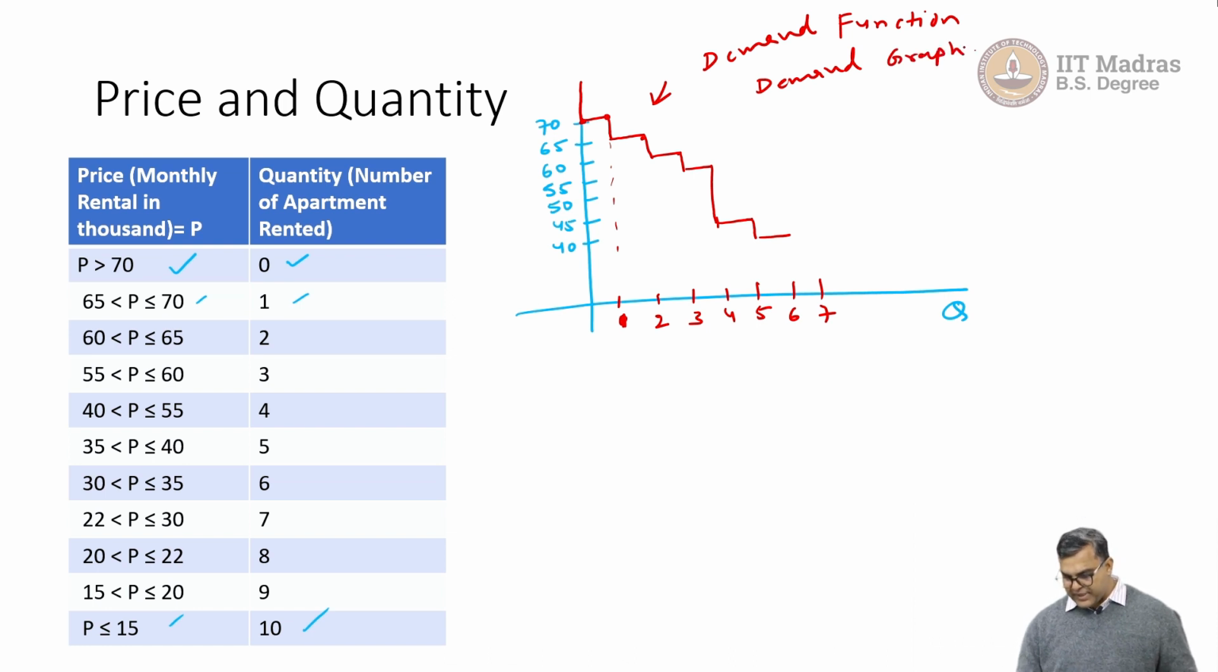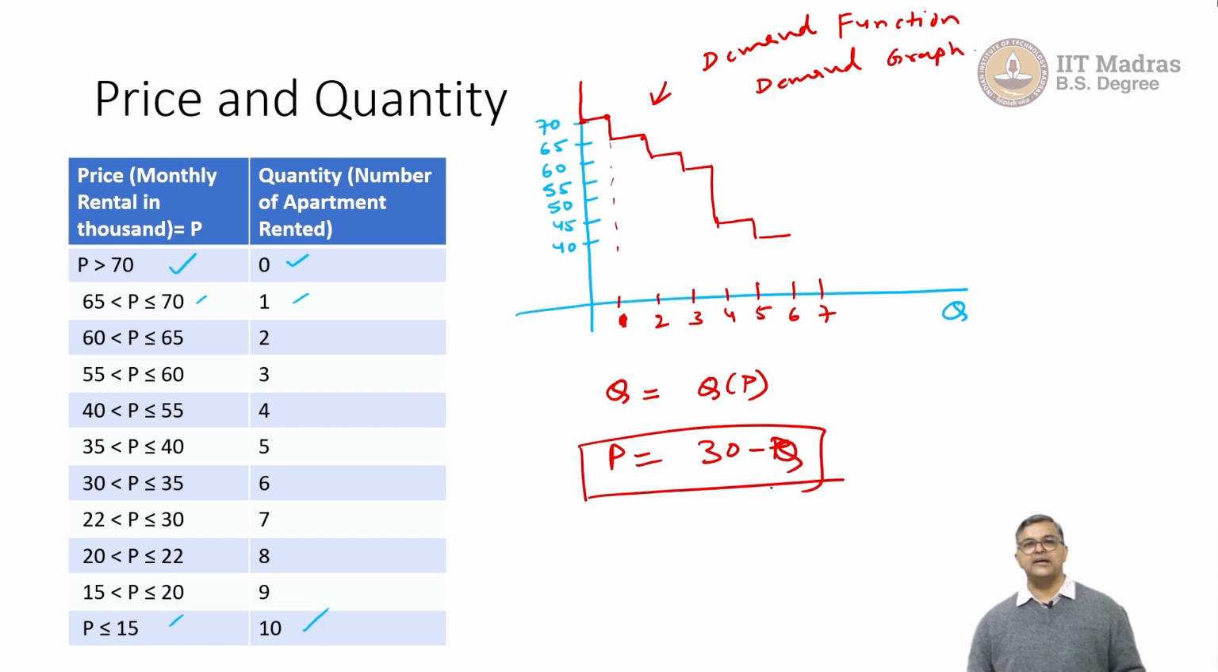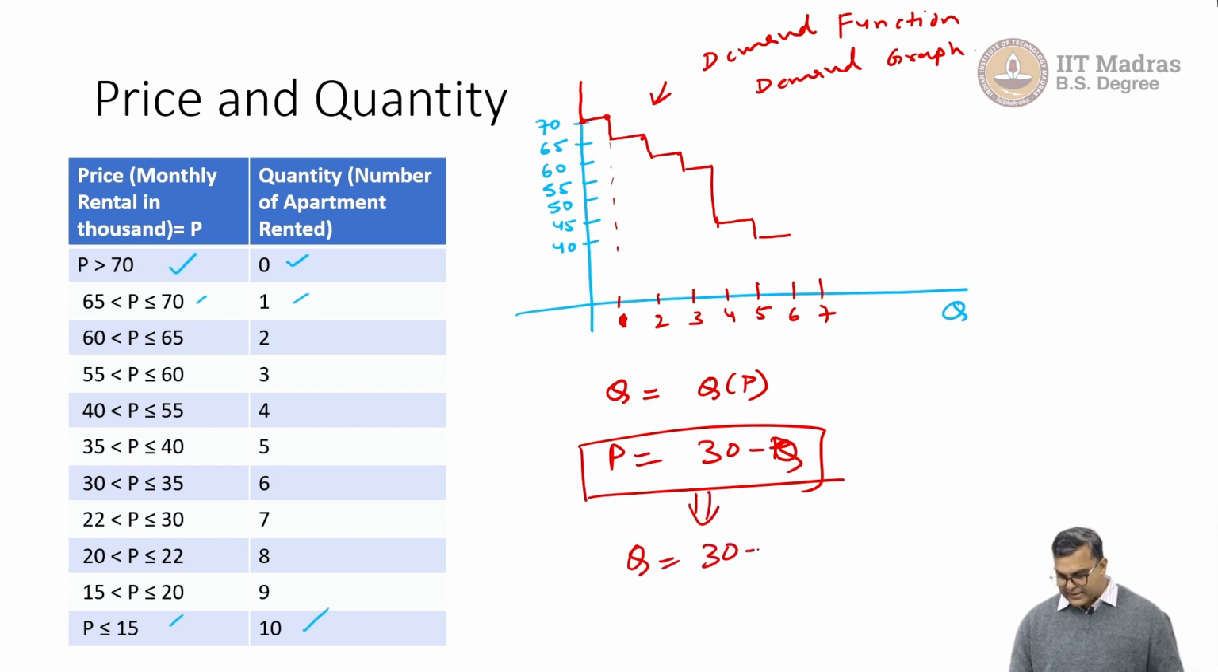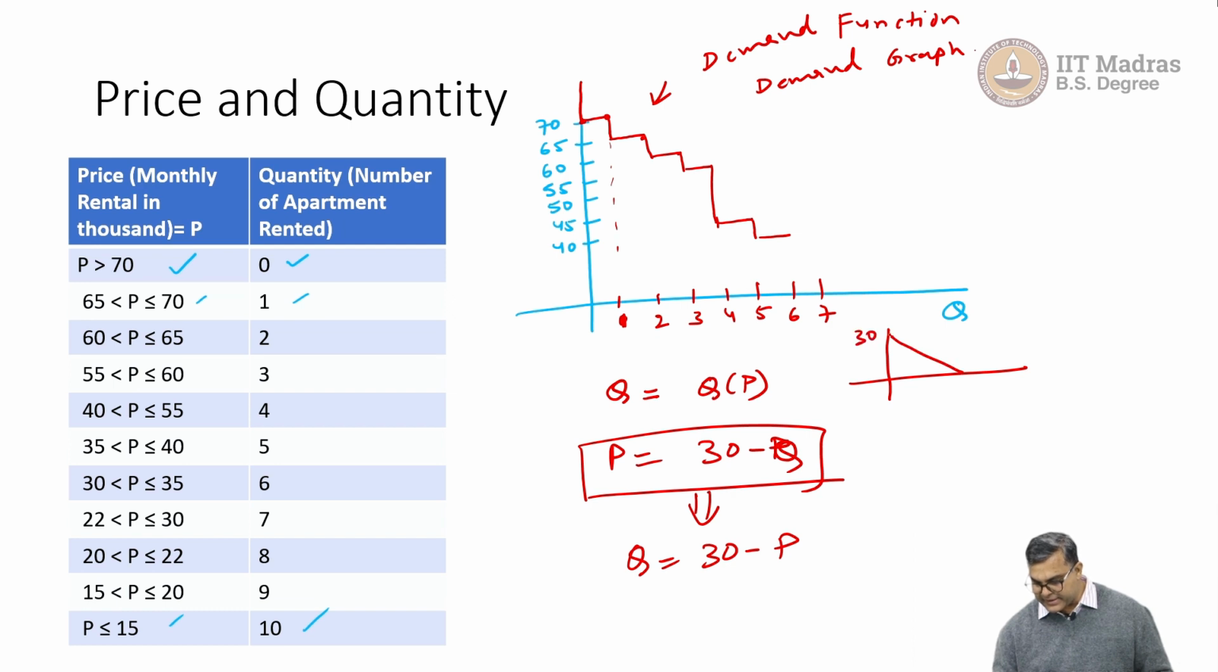Basically here we are writing Q as a function of P. Sometimes we also write it like this, that P is equal to 30 minus Q. This is not exactly a demand function, but the way we say things, we accept it as a demand function. This is basically the inverse demand function. Why inverse? Because we can always write it as Q is equal to 30 minus P. So we are going to get a graph like this. Here is 30, here is 30, here is Q, here is P.